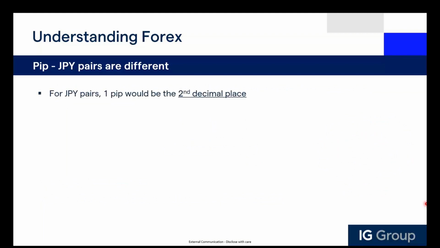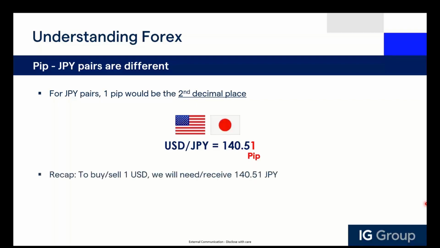So another thing to take note of is the Japanese yen. Japanese yen pairs are a little different from the traditional ones. For the yen crosses, the quote is usually in 2 decimal places. It's not quoted all the way to 4. So for the yen crosses, the second decimal place is 1 pip. It is not the fourth, it's the second decimal place.